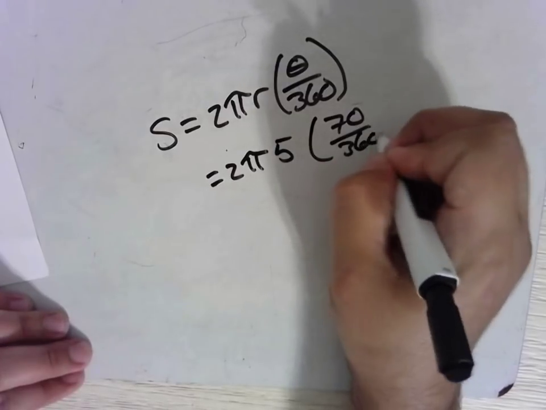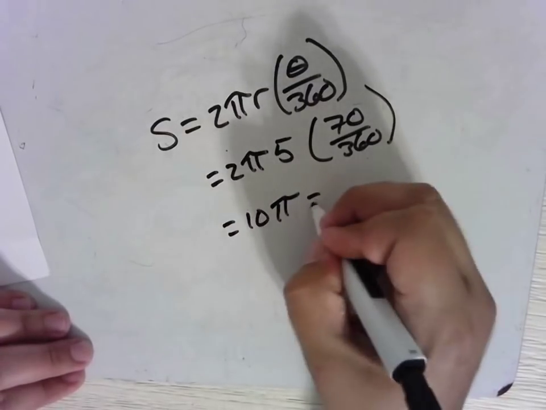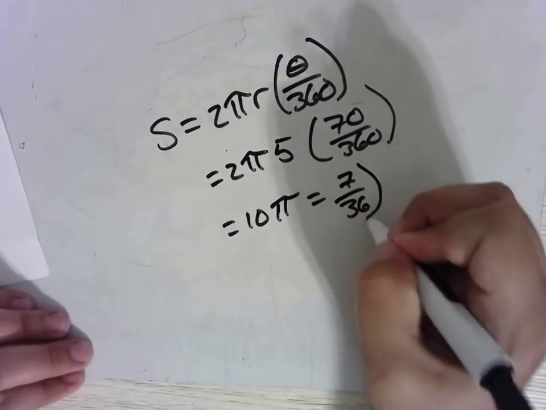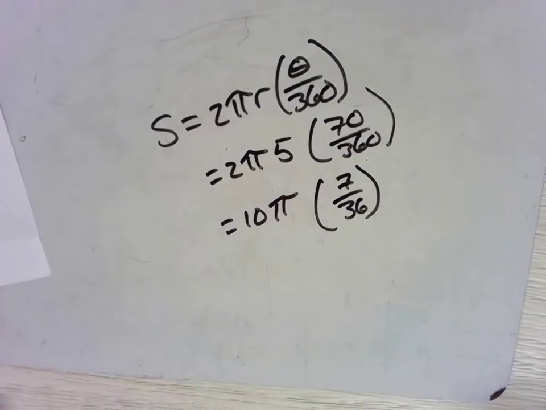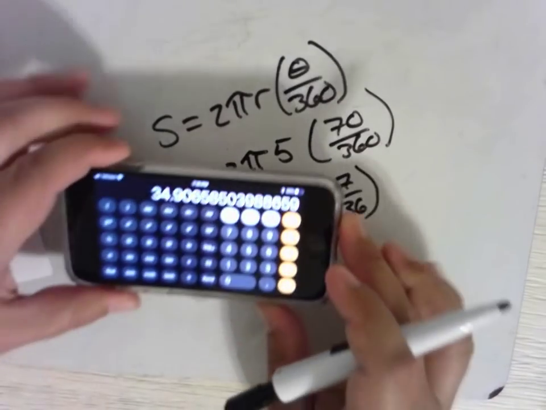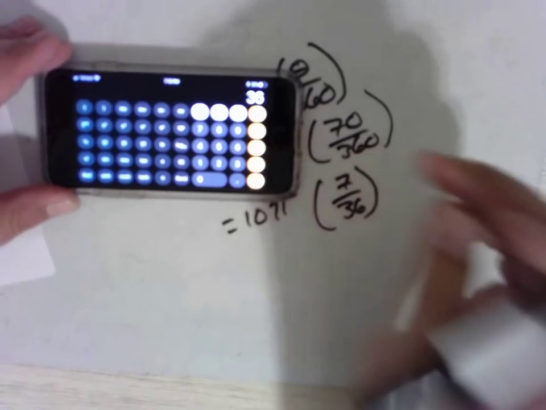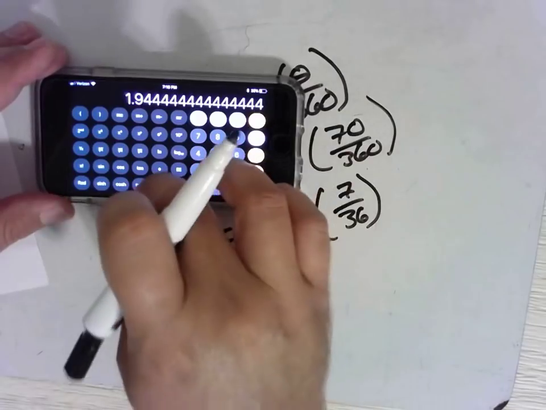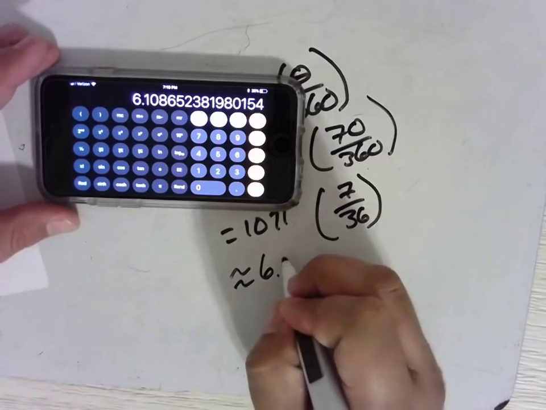70 over 360. 2 times 5, this is 10 pi. This simplifies, you can divide both by 10, 7 over 36. Now you just multiply. 7 divided by 36 times 10 times pi, so it's approximately 6.1.